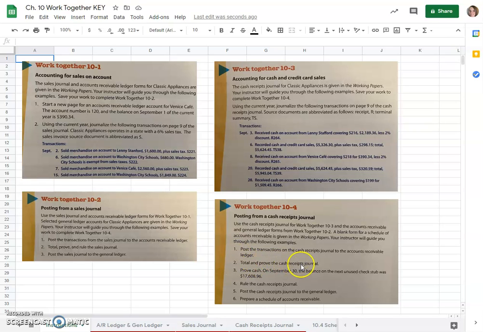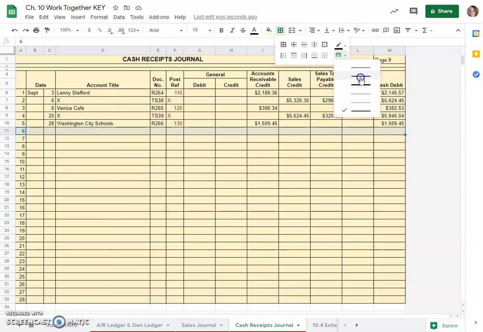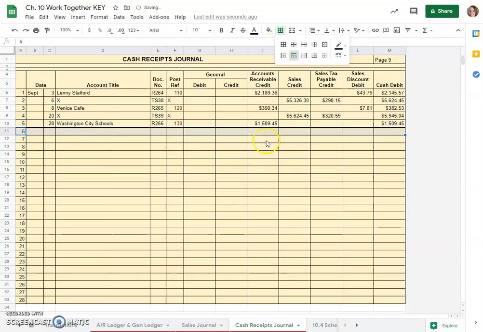Now we need to total and prove the cash receipts journal. To total, we usually just do a big bold line. You can change that there. And that shows that we're going to add. We did not have any general debits or general credits. We can see that, but we can just go ahead and do a sum function anyway, and then drag it the whole way over, because that will have added all of these for each one.